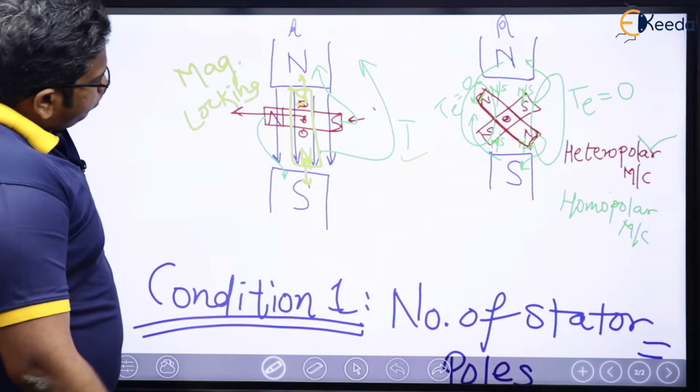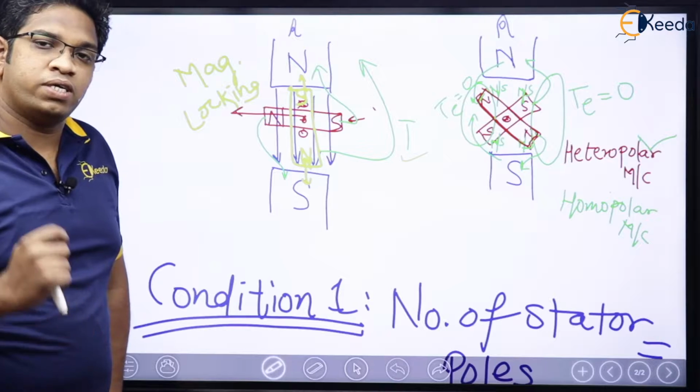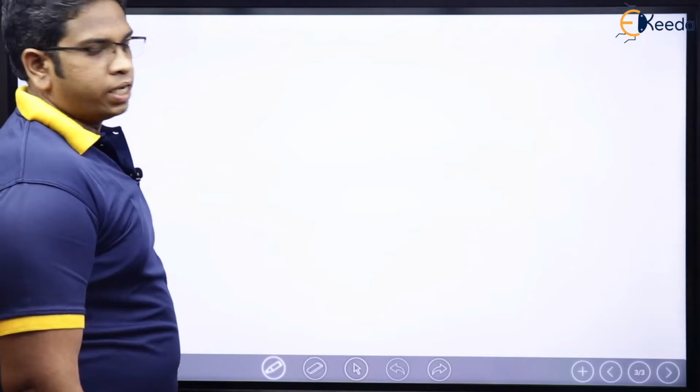Now see, the moment there is no further torque, which means there has to be some other condition also which has to be satisfied. What is that condition? Let us discuss now.